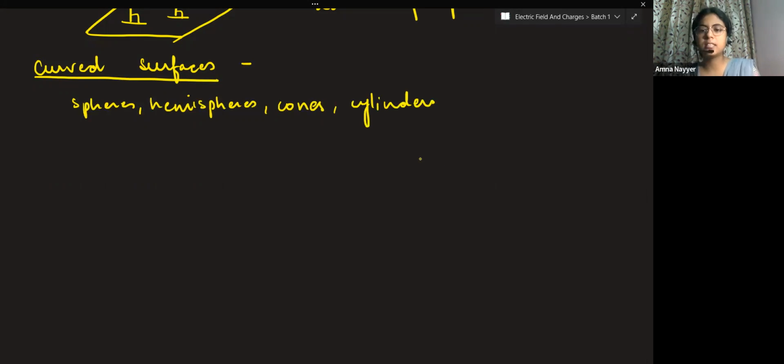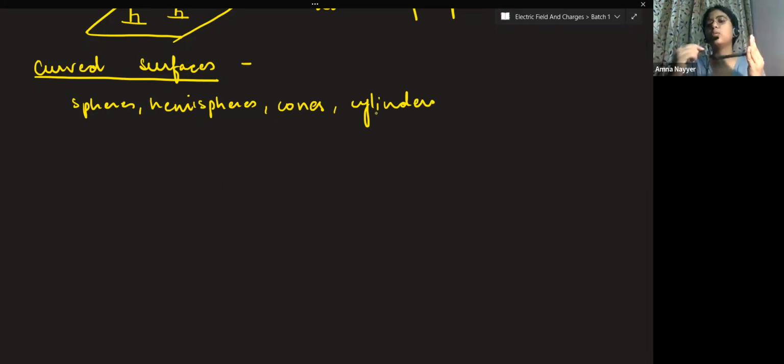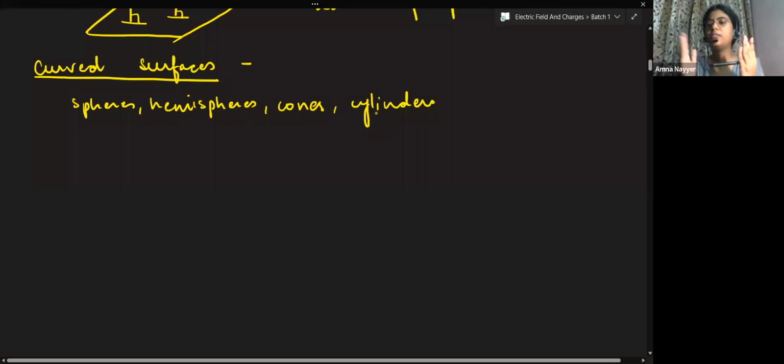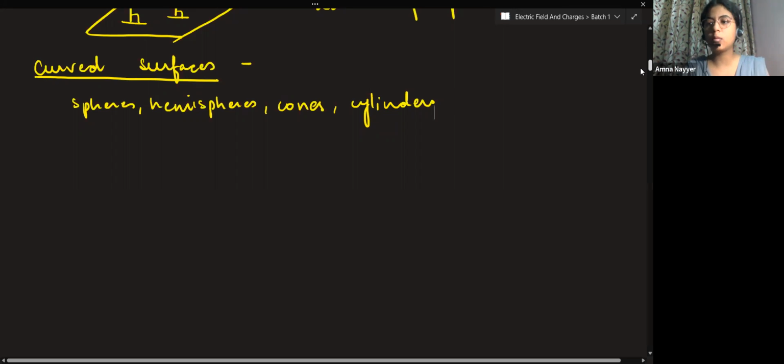So in case of cones and cylinders, we have two kinds of surfaces. One is the flat surface, the other one is the cone that it is making. That is the curved surface. In case of cylinders, you have three surfaces. Two are the flat surfaces, the other one is the curved surface. So what will happen if the electric field lines are crossing or passing through that curved surface? So how will you calculate it?